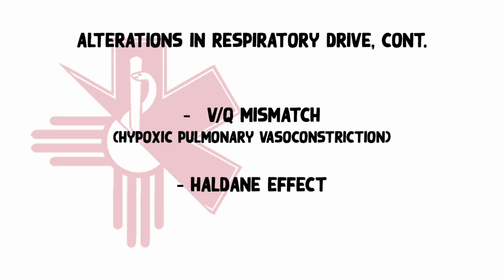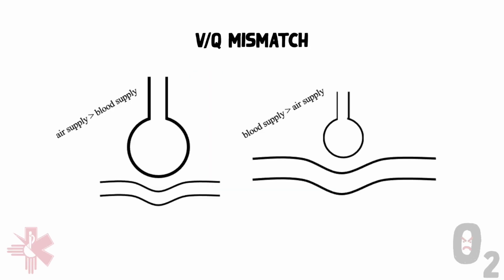So the first one is VQ mismatch, and I put in parentheses under there hypoxic pulmonary vasoconstriction. So let's just show how that works. Okay, so real quick, just for some review, we have two sketches. Each has an alveoli and a corresponding blood supply. These are both examples of VQ mismatch. There's just two different flavors.